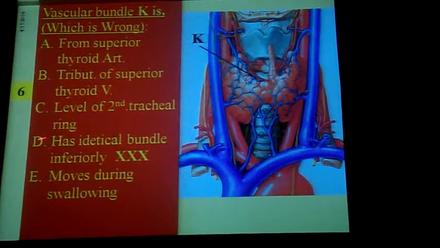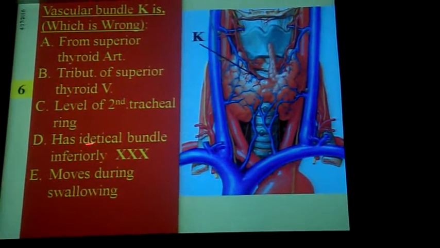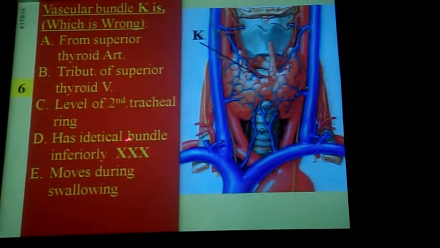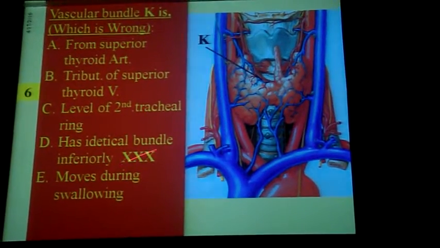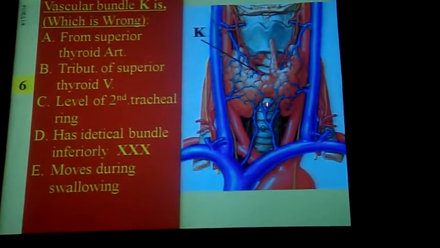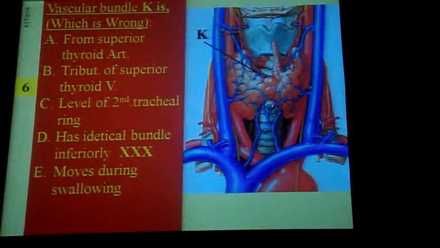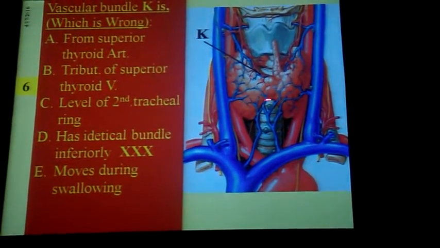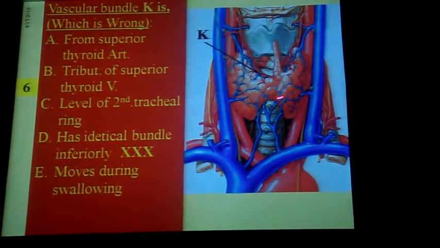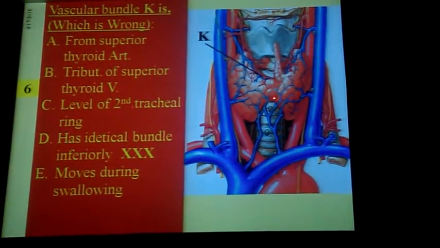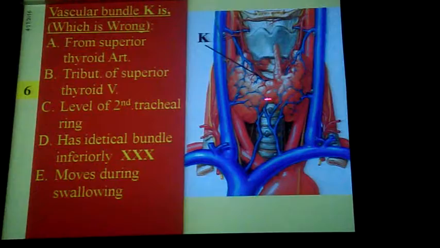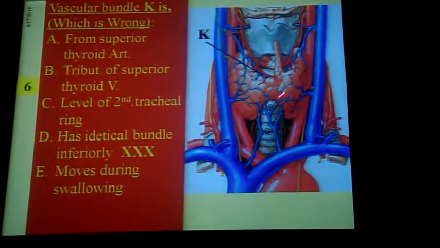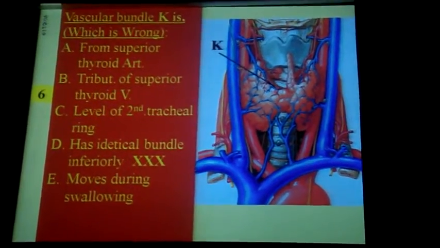Level of second, correct, is it has identical bundle inferiorly? We have inferiorly inside an identical bundle? I recorded there is no identical bundle inferiorly. That means at the lower border of the isthmus we don't have an arterial and a venous branches or tributaries. We don't have an arterial branch and we don't have venous tributaries here.